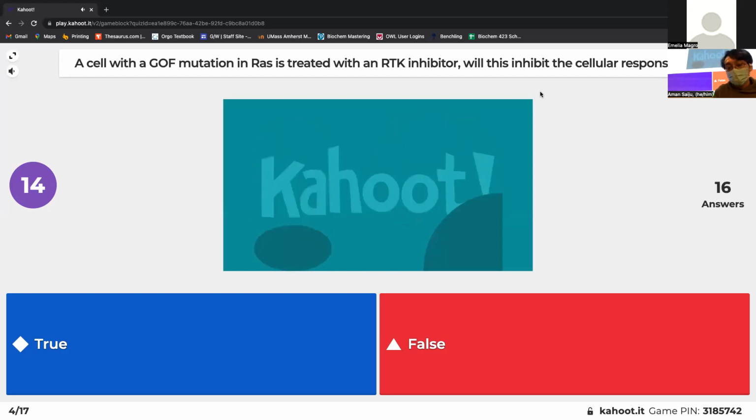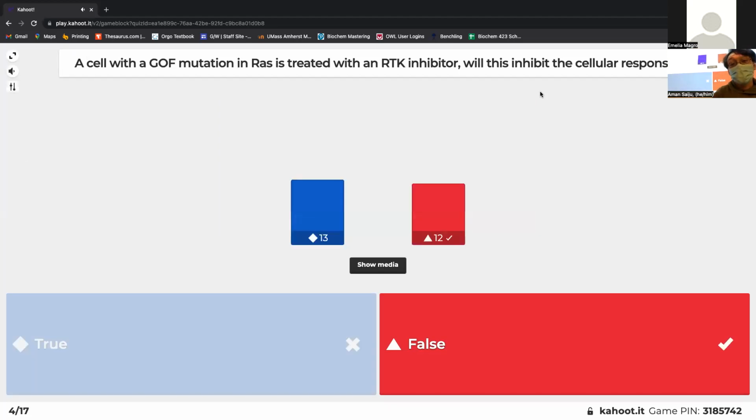An RTK inhibitor means that there's essentially a loss of function in the RTK itself, and you're stopping the RTK from doing what the RTK does. It doesn't really matter at what point along that, but it's phosphorylation and also by a signaling molecule.